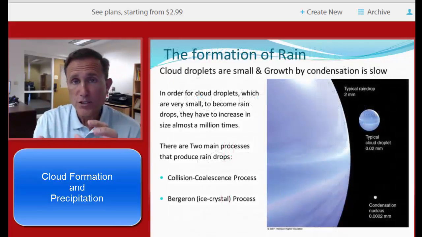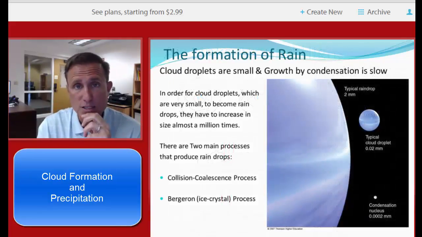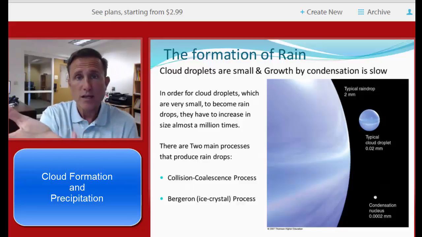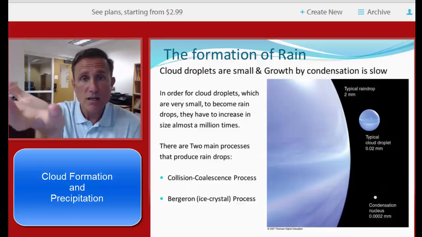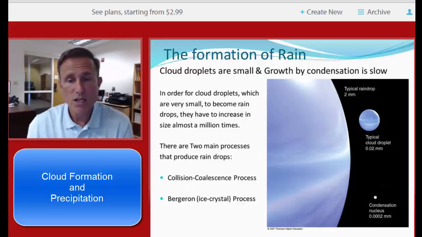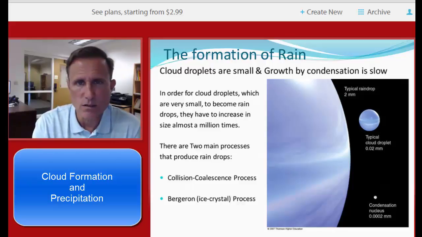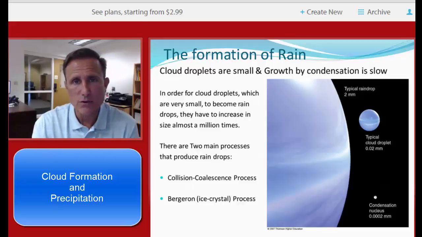So the formation of rain. Once our low pressure has cooled the parcel until it reaches its dew point, saturation, further lifting causes condensation and cloud droplets. You can see that those typical cloud droplets are significantly smaller than a raindrop. So how does a cloud droplet become a raindrop? Well, it has to grow on an order of almost 1 million times.